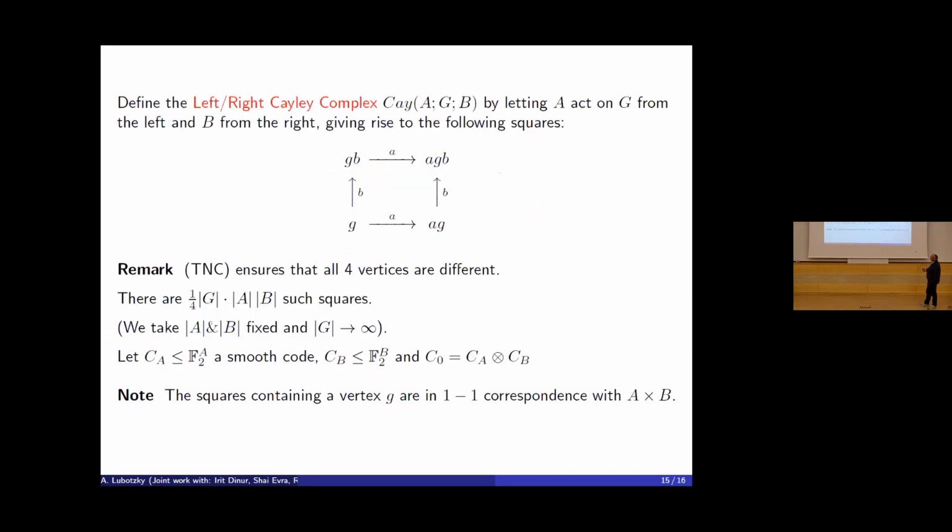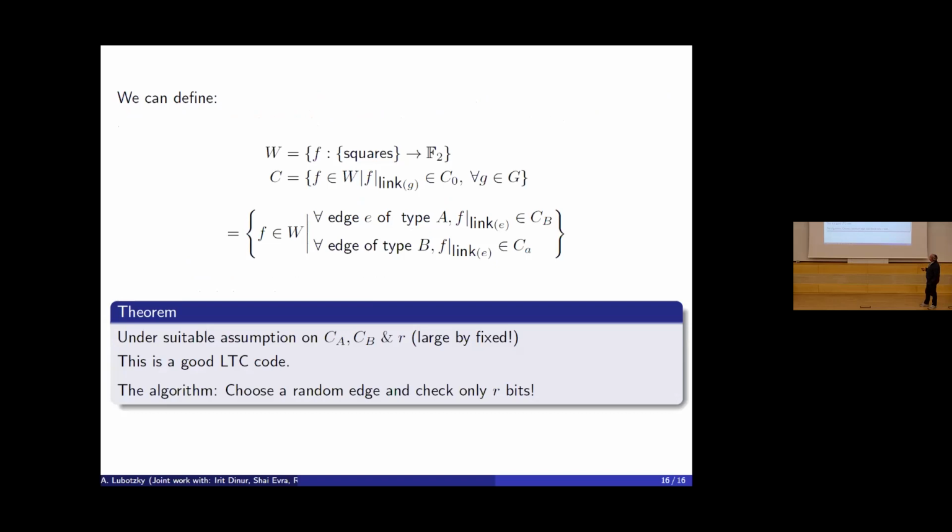Sorry, I forgot to say before: I take C_A and C_B, and C_0 is C_A tensor C_B. So these are R by R matrices. I can think of it as a subspace of the vector space F2 to the A cross B. So now what is C? My code is all the functions such that for every vertex G, for every element of the group, f restricted to the link of G, I look around me and I see an R by R matrix. I want it to be inside the tensor code.